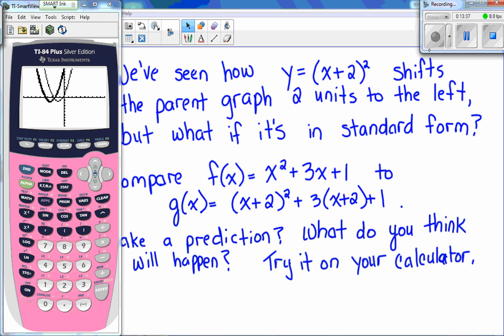So were you right? Notice on mine I have the transformed one in a thicker line on my calculator, but even in that format it shifted it 2 units to the left, and that's because I added 2 to both of the x's. If I had only done it to one of the x's, you can check it out and see if you would get a different result, but I'm pretty sure you will.